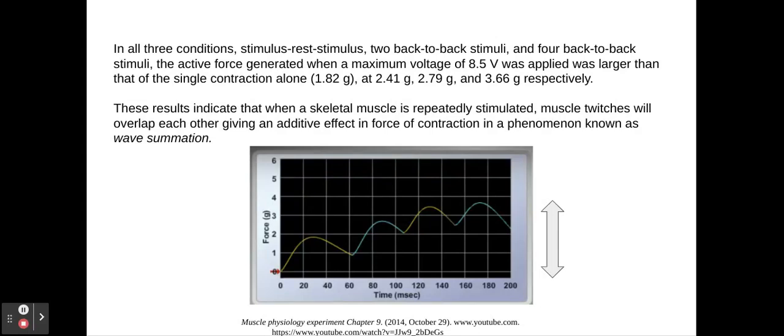The 0.97 gram increase in force between the single stimulus at 8.5 volts and the two stimuli when the muscle did not return to baseline between contractions shows a larger wave summation effect. Finally, the 1.84 gram increase in force between the single stimulus at 8.5 volts and the four stimuli when the muscle did not return to baseline between contractions shows an even larger wave summation effect. Wave summation was achieved by increasing the frequency of the stimulus to the muscle.